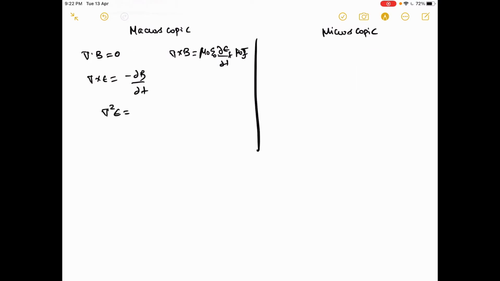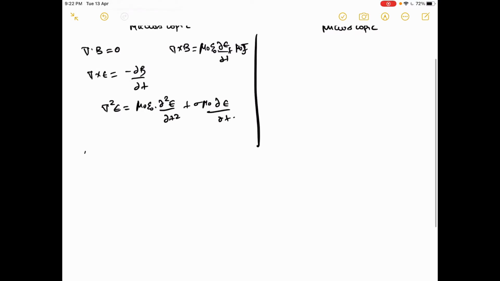Del square E will turn out to be mu naught epsilon naught dou square E by dou t square plus sigma mu naught dou E by dou t. So this is the consequence of assuming a Coulomb gauge. And here I go through all these things because there is something very important that we defined, what is called a dielectric function.